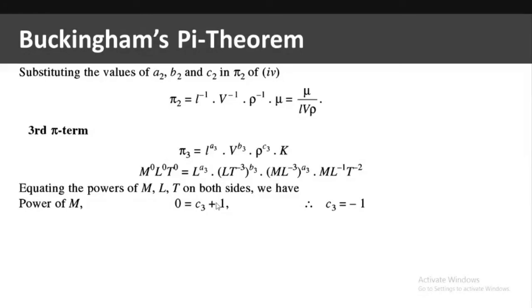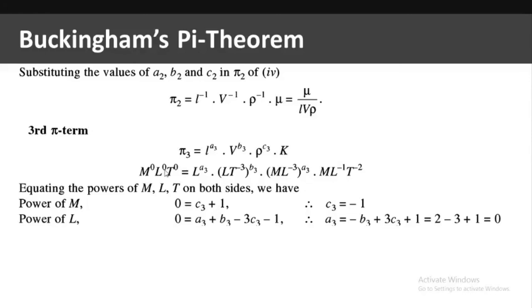After that, equating the power of L. Here L to the power 0, so 0. Right side L to the power a3, so plus a3. Here L to the power 1 whole to the power b3, so plus 1 into b3, so simply plus b3. Here L to the power minus 3 whole to the power a3, so L to the power minus a3. Sorry, minus c3, here it is c. Okay, so minus c3 and here L to the power minus 1, so minus 1.